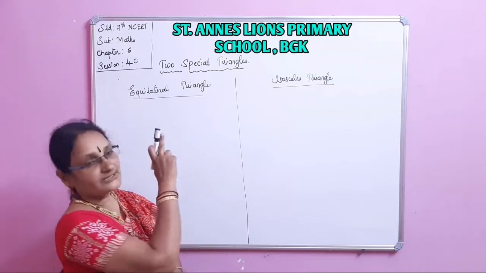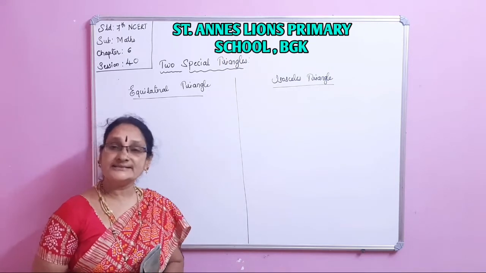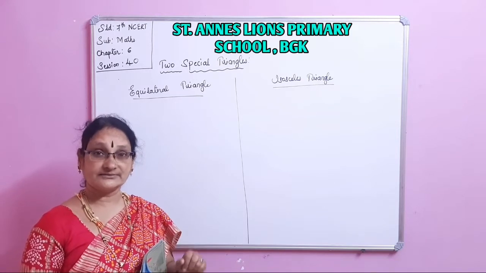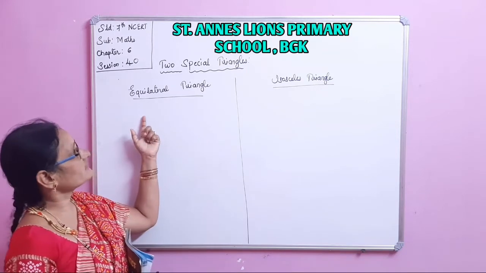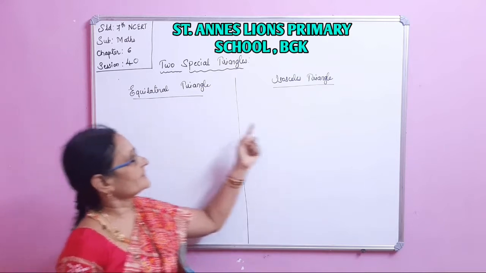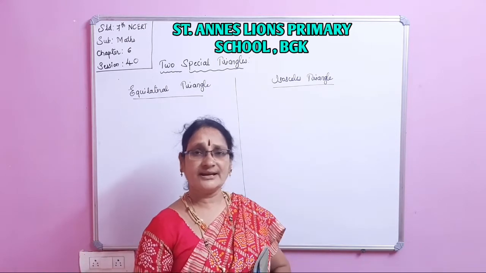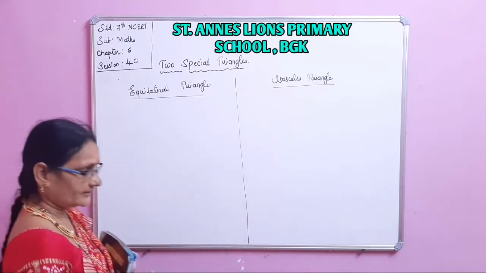Two special triangles. What is that speciality? What are the special triangles? We will see now. The first one is the equilateral triangle. The second one is the isosceles triangle. What is an equilateral triangle? See here.